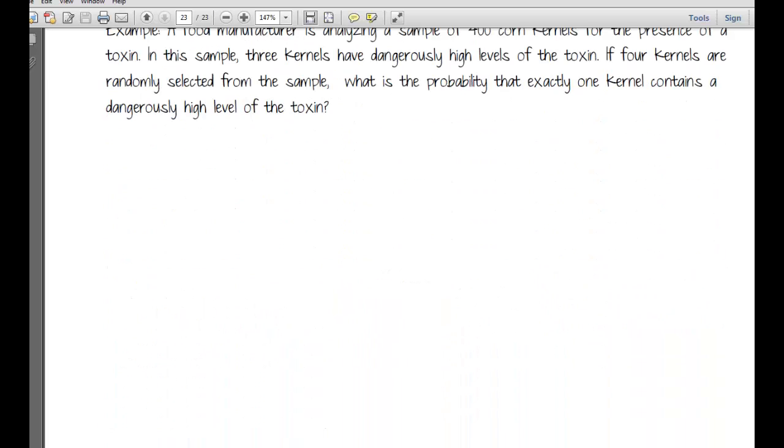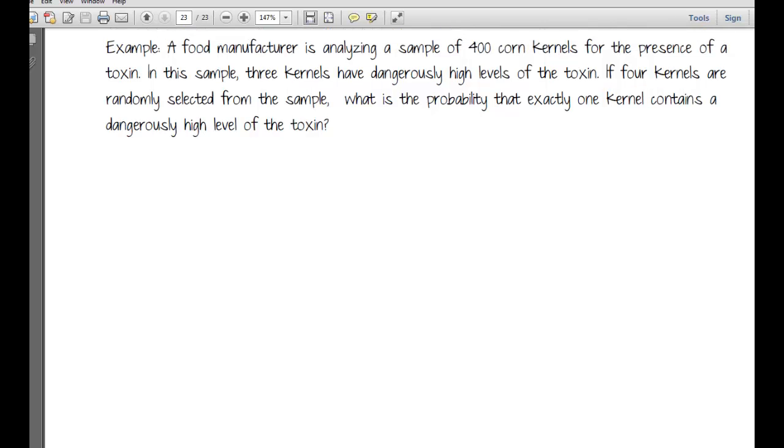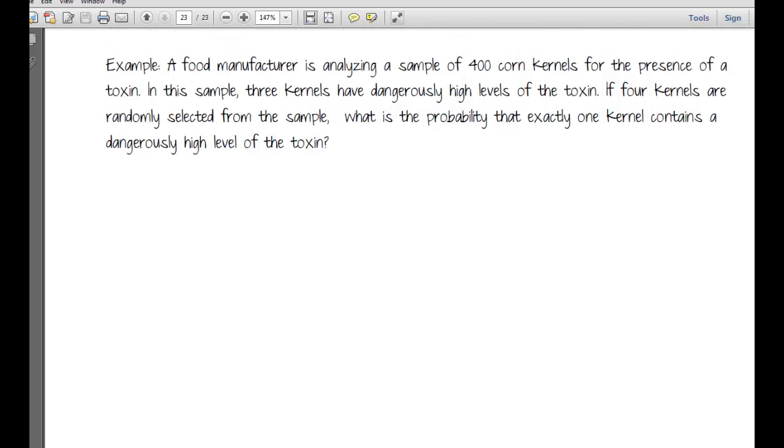All right, sometimes we can combine some of our rules. Is this the last problem? Oh, okay.